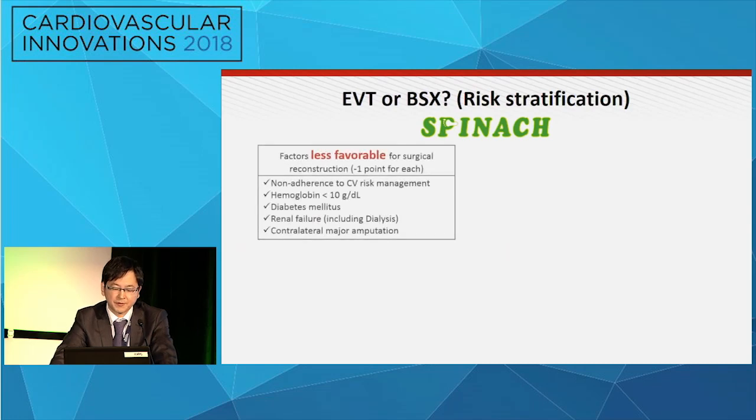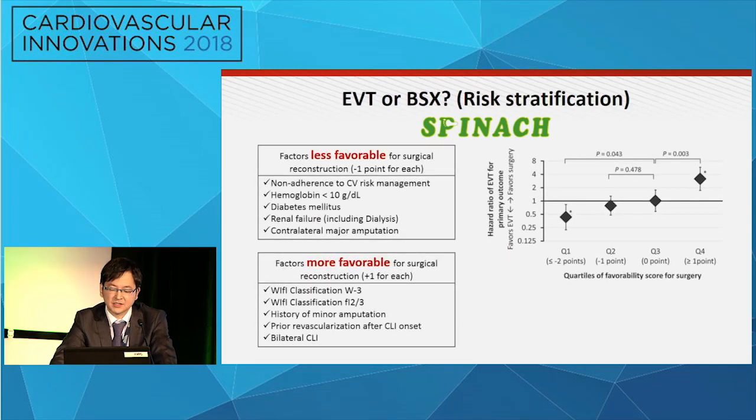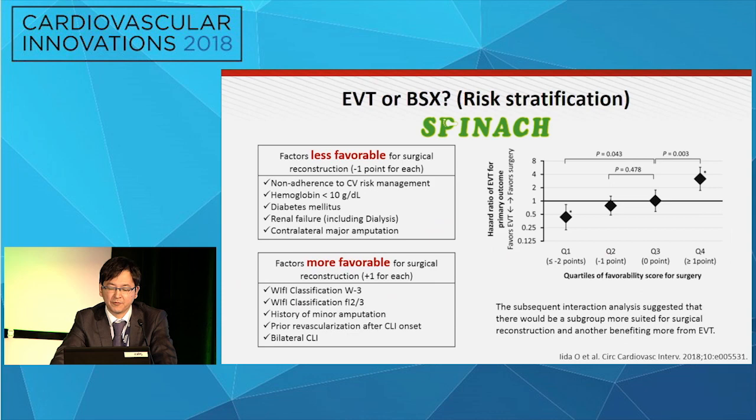So we also performed an interaction analysis, providing 5 factors more favorable for surgical reconstruction and another 5 factors less favorable for surgical reconstruction. If the total point of the patient is +1 or more, these patients are suitable for surgical reconstruction. On the other hand, if the total point is -2 or less, these patients are suitable for endovascular therapy.